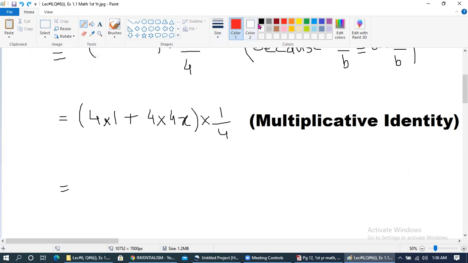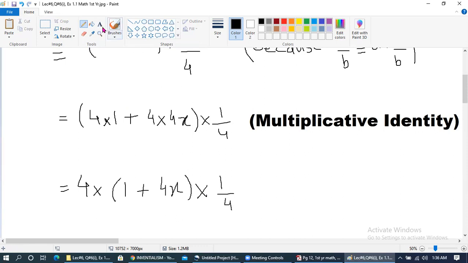Therefore, to take the common is actually the distributive property, and since it's going toward the left side, this is the left distributive property. So from here we have taken 4 as common, so the remaining is 1, while in the next we have 4 as common while the remaining is 4x. Therefore this is plus 4x multiplied to 1 by 4.